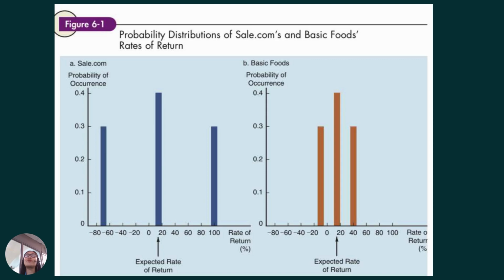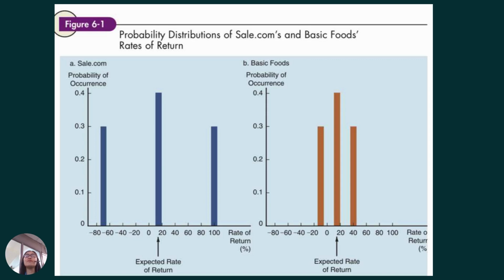So the graph illustrates that the shape of the probability distribution curve can indicate the level of risk associated with an investment. A tighter or more peaked probability distribution suggests that the actual outcome is more likely to be close to the expected value. Consequently, investments with tighter probability distributions are considered less risky because there is less chance of the actual return deviating significantly from the expected return.